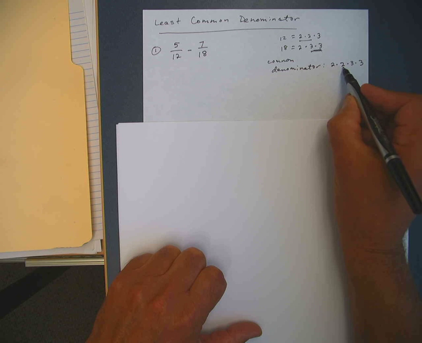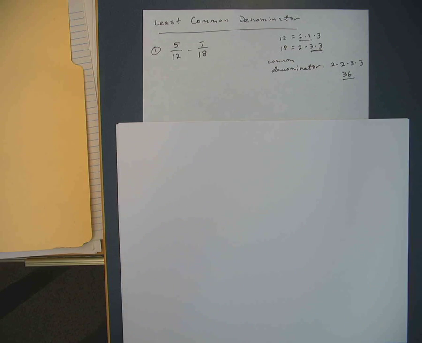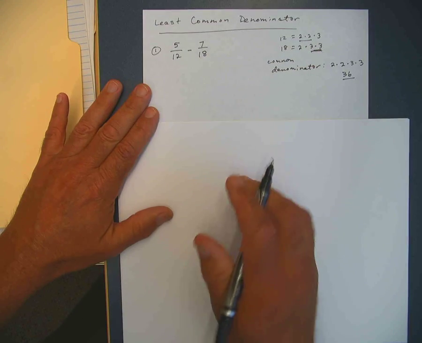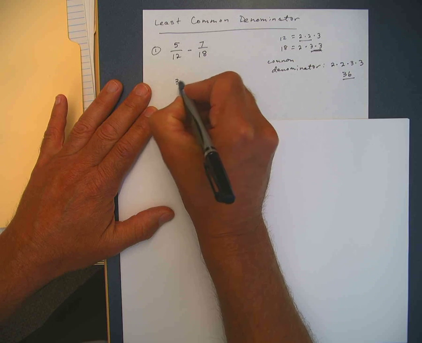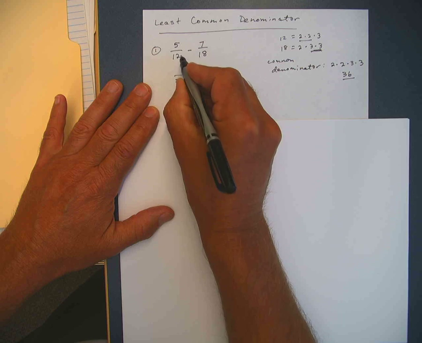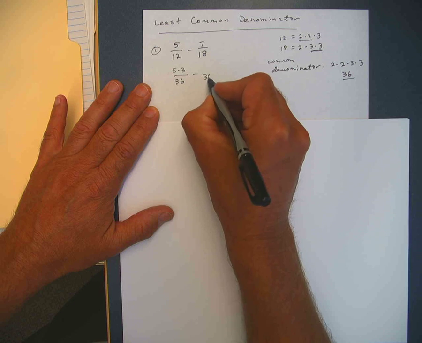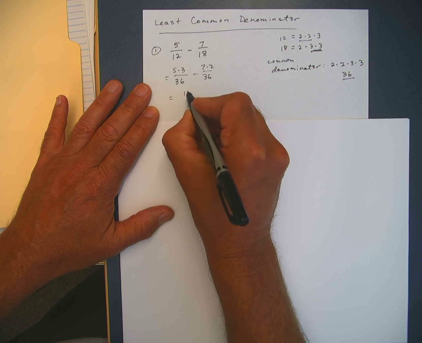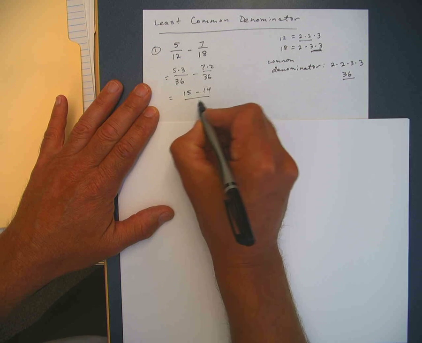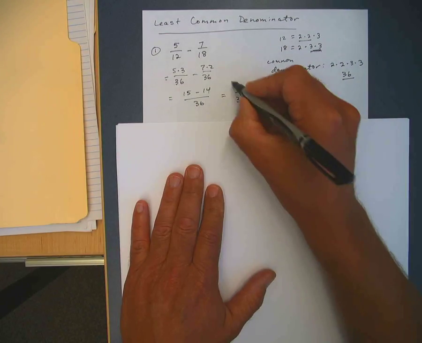So multiply these out. 2 times 2 is 4, times 3 is 12, times 3 is 36. So we've shown that the least common denominator is 36. Let's rewrite these. Just to do this quickly, I'll rewrite this fraction in 36. In order to make 12 into 36, I had to multiply it by 3, so let's multiply the 5 by 3. In order to make 18 into 36, you have to multiply it by 2, so I'm going to multiply the 7 by 2. And so I have 15 minus 14 over 36. So subtracting these 2 fractions, you'll end up with 1/36.